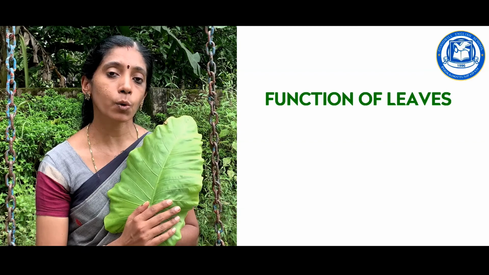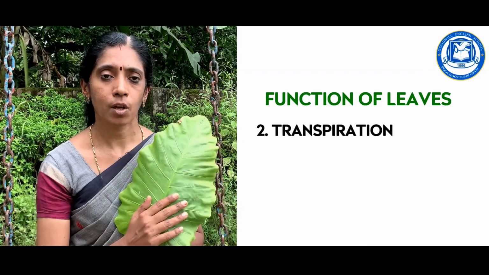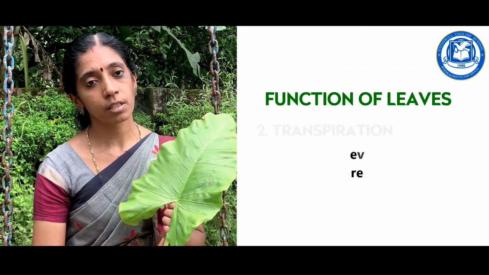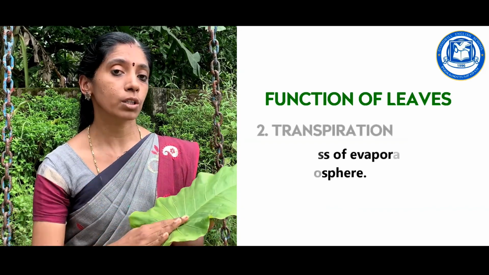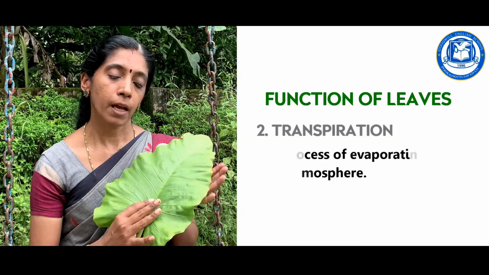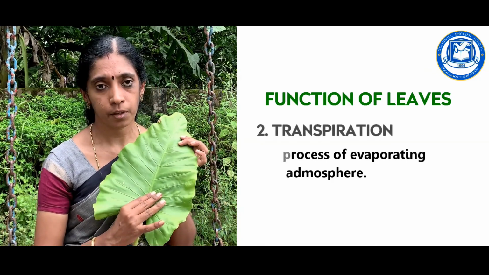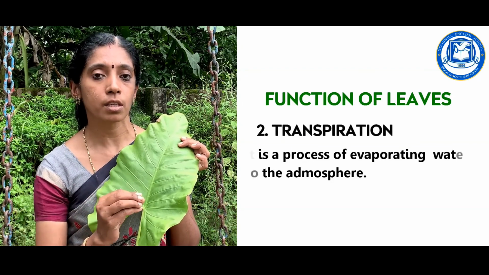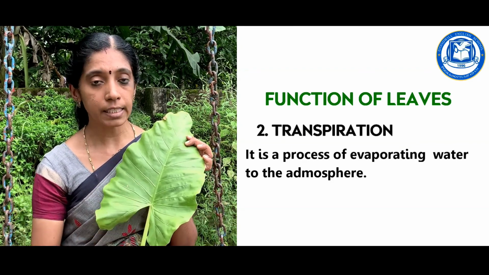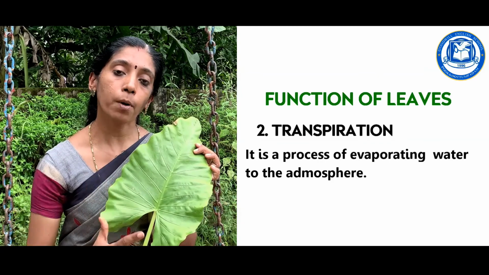The next one is known as transpiration. What is meant by transpiration? Transpiration is a process of evaporating water to the atmosphere. It is done by the leaf. The plants absorb the water by the roots from the soil, and it is transported to all parts of the plant.